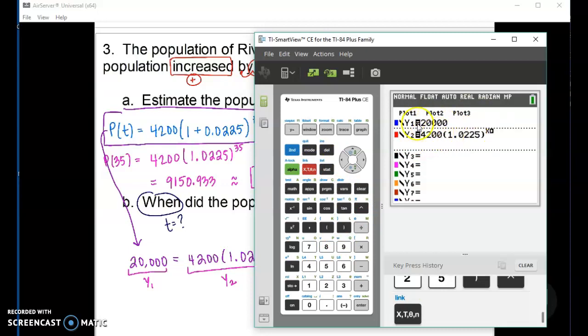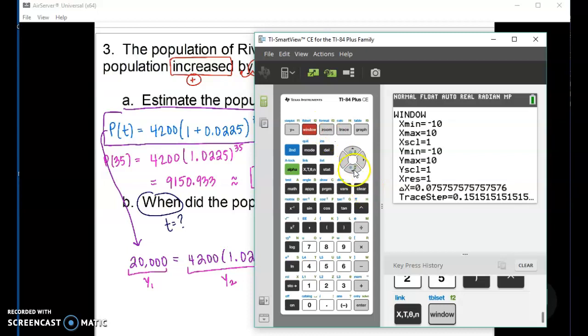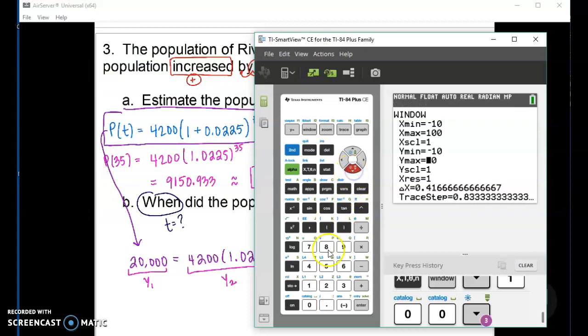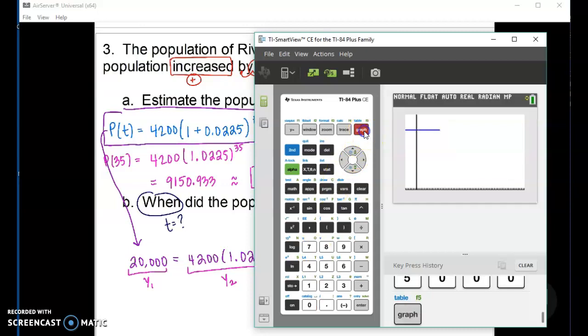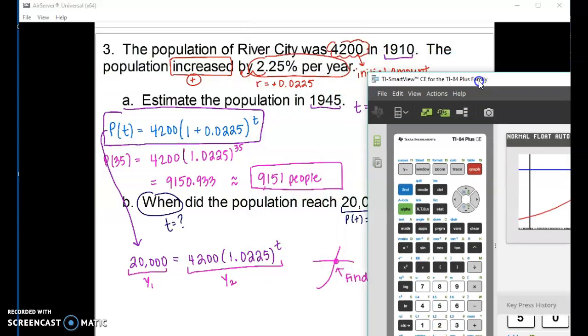Now, I see that I have 20,000 here, so we are going to have to fix the window. So I'm going to go to the window. I'm going to change my x max to 100, but my y max is the one that really has to change. It has to be bigger than 20,000, so I'm going to put like 25,000. I'm going to go ahead and graph this. As long as you can see where the blue line and the red line intersect, then you're good. And I'll just draw like a little picture here. So we want to find the intersection. And I'm just writing on this, so you just want to find the intersection there.